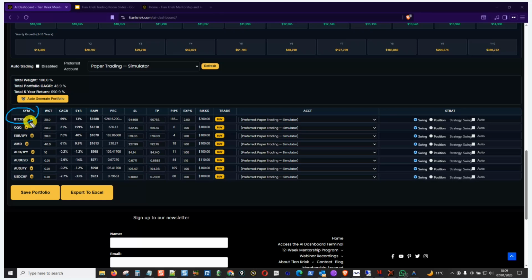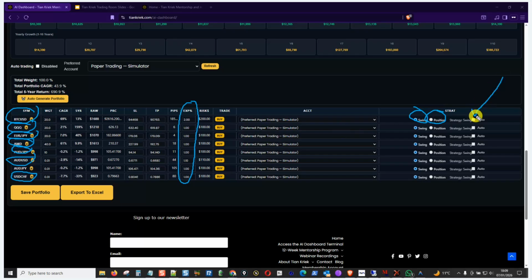I have Bitcoin, I have a NASDAQ ETF, I have the Euro Yen, I have AMD, I have the Aussie Yen, Aussie US dollar. I actually have the Aussie Yen again, and I have the US dollar Swiss. All right. And here you can allocate how much you want to expose per trade, and you can select if you want to deploy the swing trading strategy or the position trading strategy on this particular symbol. And if you want to enable auto trading for that symbol.